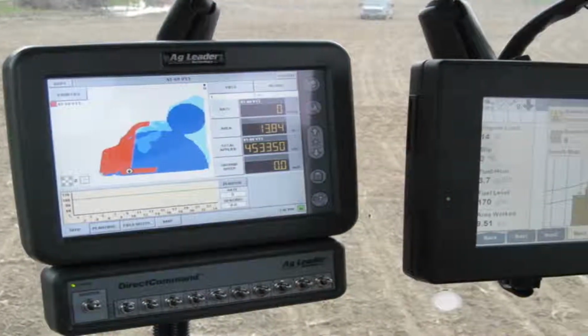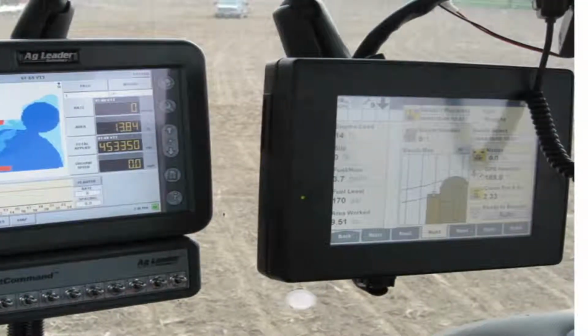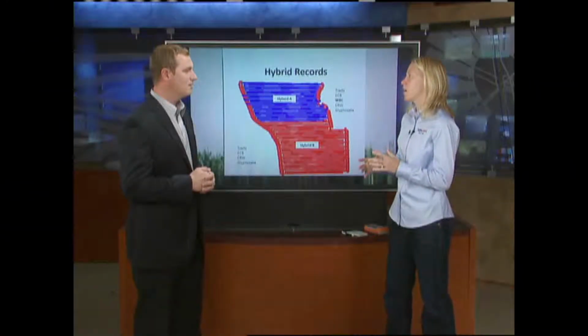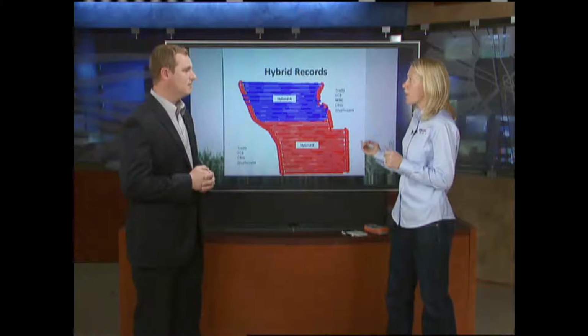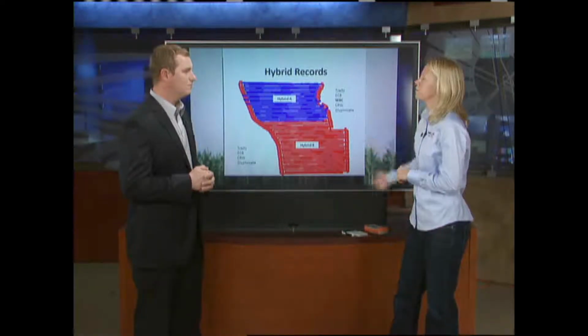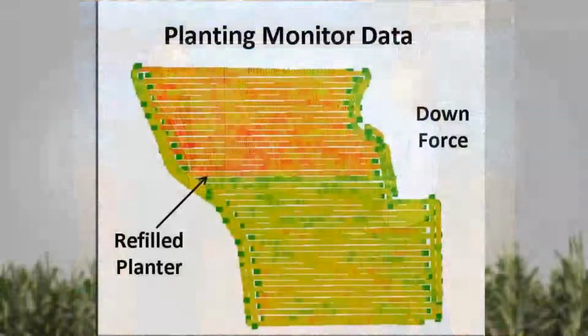Some of the tools we probably already have at our fingertips, and maybe we forget about what it's all collecting, but our planting monitor is one. And these planting monitors are collecting a lot of information, things like the hybrids, as well as populations, but on some of these newer monitors, if we take a look here, are actually recording things like down pressure or downforce.